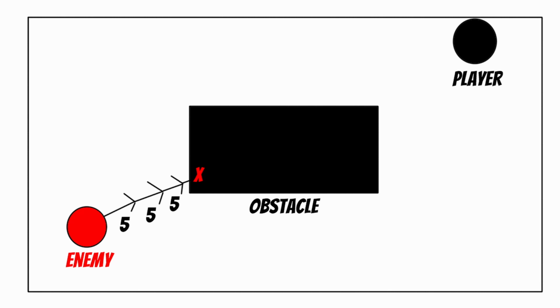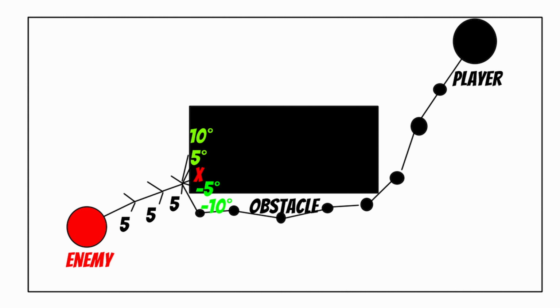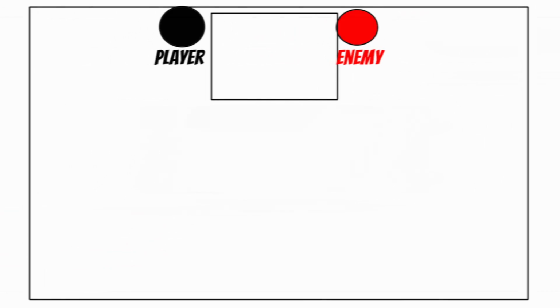And then eventually, if it hit an obstacle, the way that it would handle the obstacle is it would go 5 degrees to the left, and then 5 degrees to the right, then 10 degrees to the left, then 10 degrees to the right. And then eventually it would find a path around the obstacle, and it would eventually find a path to the player. And this is why this didn't work.